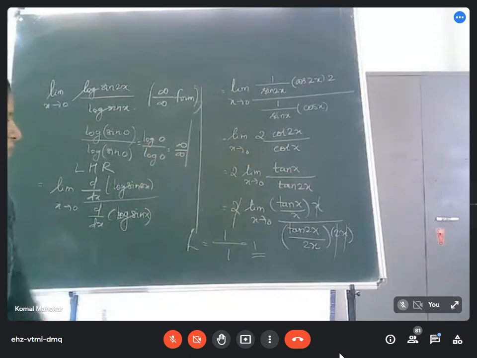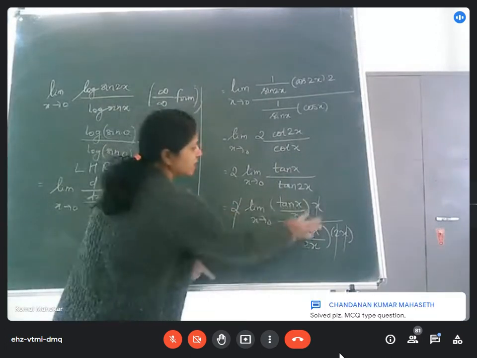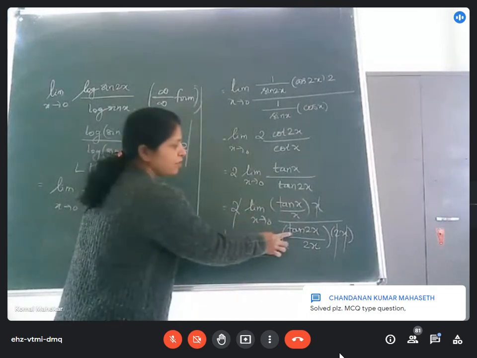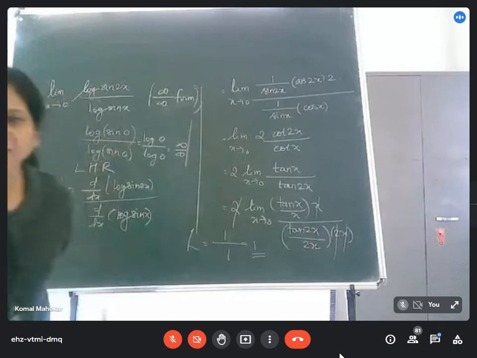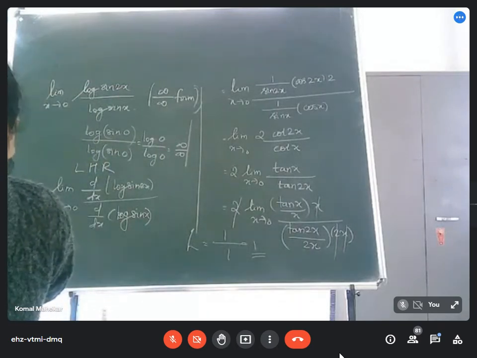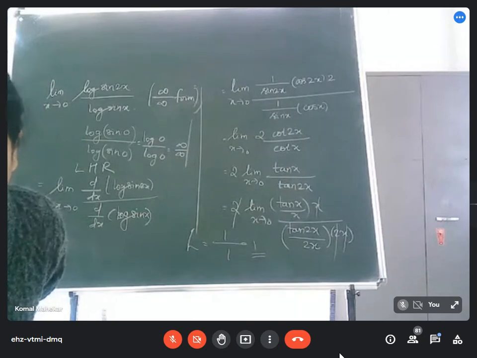Since the limit of tan x upon x is 1 as x tends to 0, and in the same way the limit of tan 2x upon 2x as x tends to 0 is also 1, the given limit is 1.